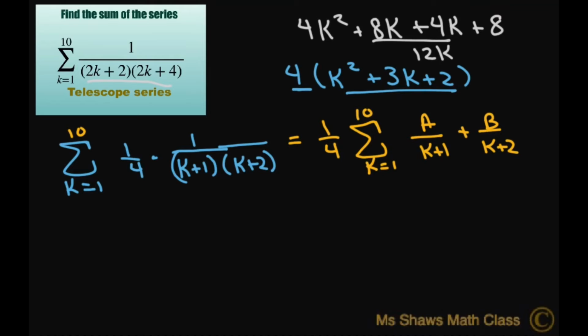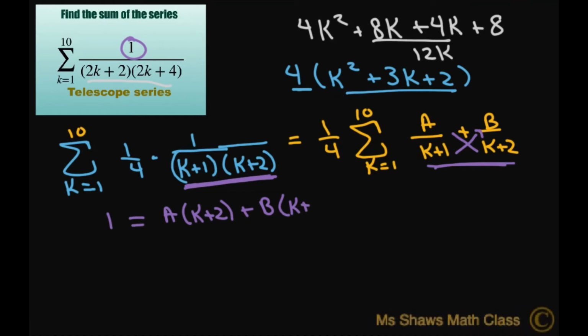Now, I'm assuming you know how to do partial fraction decomposition, so I'm going to do this very quickly. Basically, this is what we have, and we're going to set this equal to 1, because we have 1 in the numerator. So we have 1 equals, and I'm going to cross multiply here. When you clear the fractions, you multiply through by (k plus 1) times (k plus 2), and you're going to get a times (k plus 2) plus b times (k plus 1).